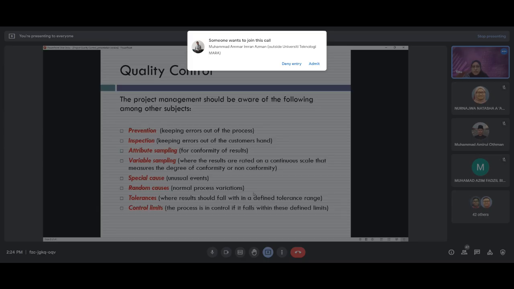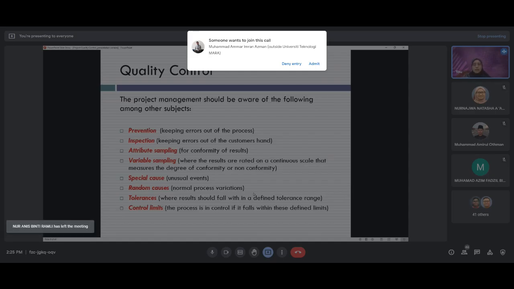And then attribute sampling. Attribute sampling is about whether to accept your product or not. Yeah, for example, last week you did a concreting, and now you have taken the samples, and you find that the sample is not according to the specification. So how many samples have you taken, and what are the attributes of the samples, and can your analysis and findings confirm the result, whether to reject the concrete.